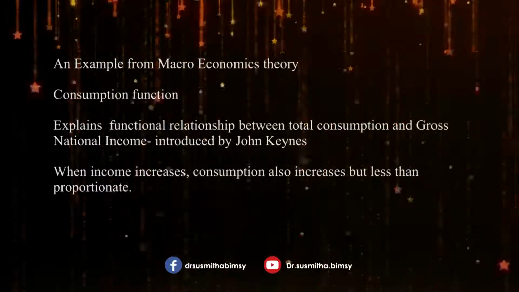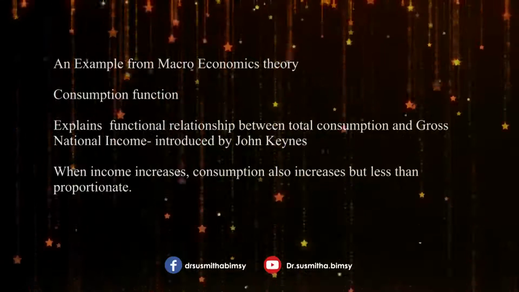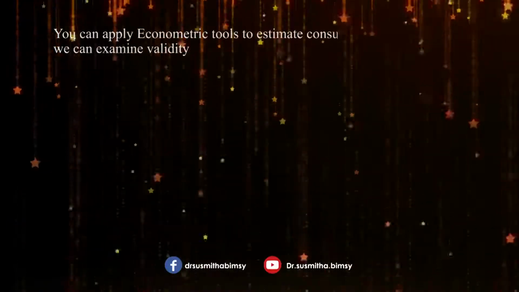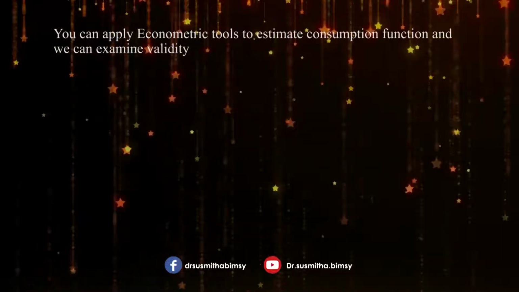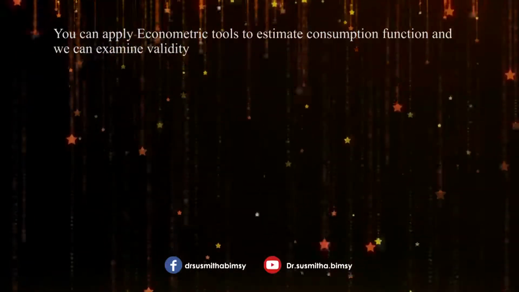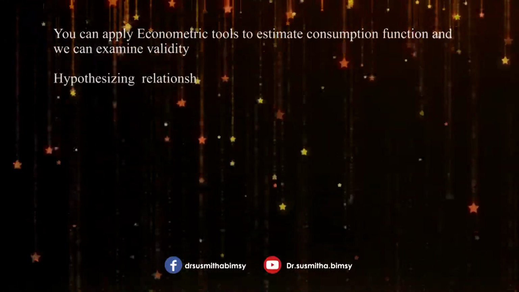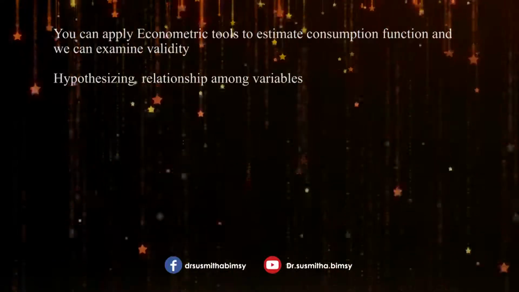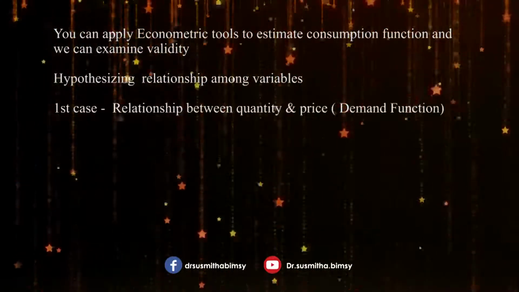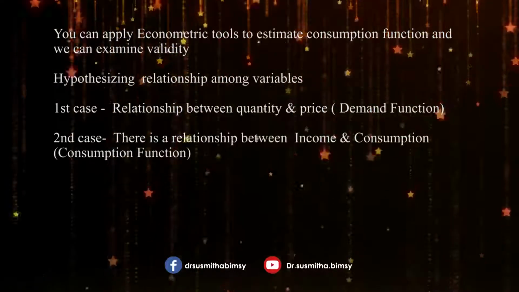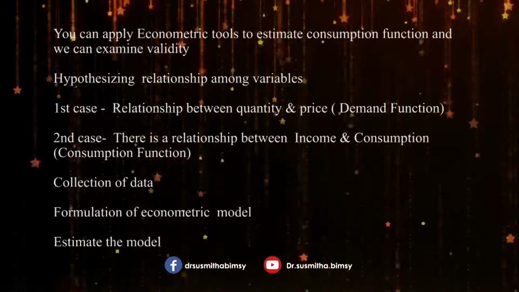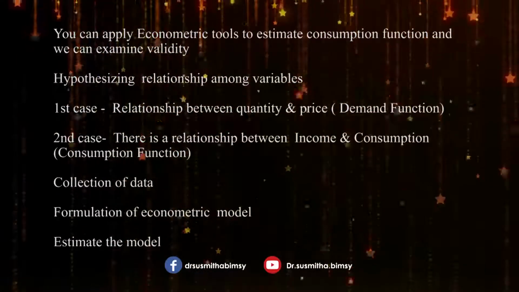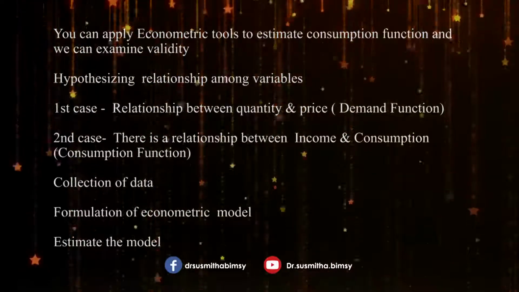If you want to test whether the relationship between income and consumption is actually valid in a particular context, you can apply econometric tools and techniques to estimate a consumption function, and we can examine the validity of this consumption function. The econometric procedure involves several steps, starting from hypothesizing a relationship among several variables. In the above cases, the hypotheses are a relation between quantity and price, and a relationship between income and consumption. Then we need to collect data, formulate an econometric model, and estimate the model. At the end, we come to a conclusion whether this hypothesis is true or not.